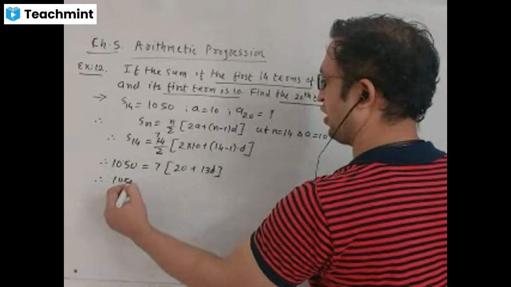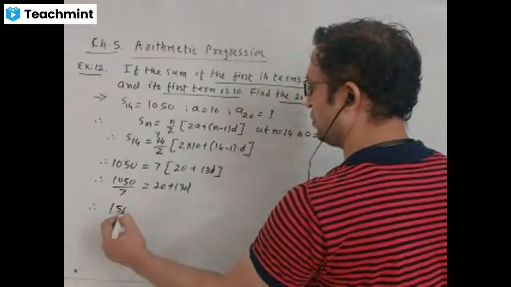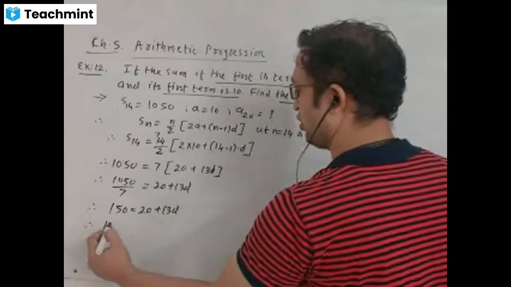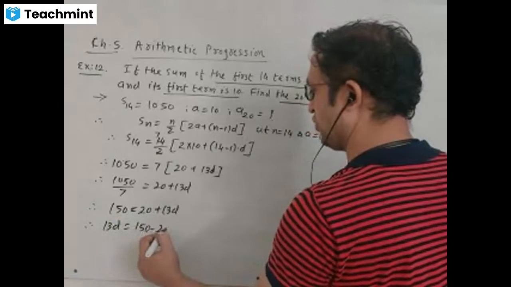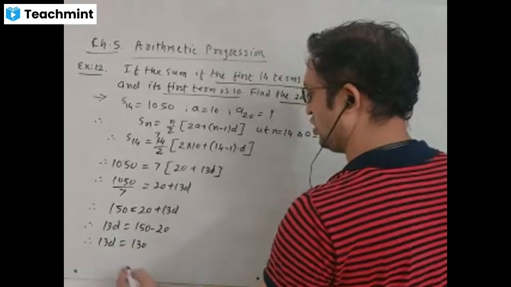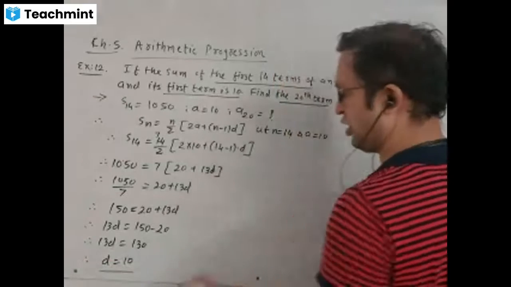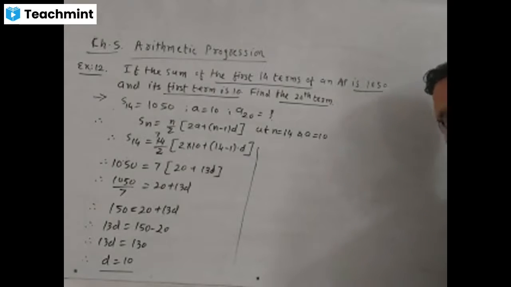1050 divided by 7 is 150, equal to 20 plus 13d. Therefore, 13d is equal to 150 minus 20. Therefore, 13d is equal to 130. What is the value of d? 130 divided by 13, that is equal to 10. So d is equal to 10.